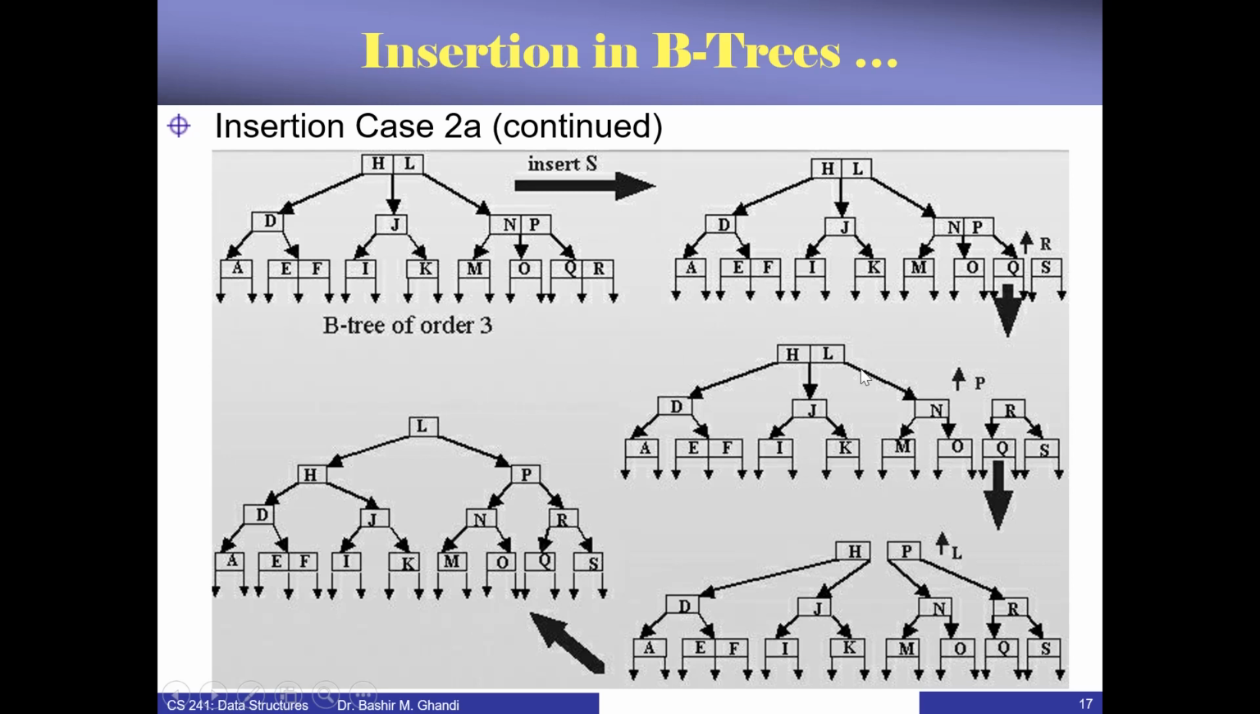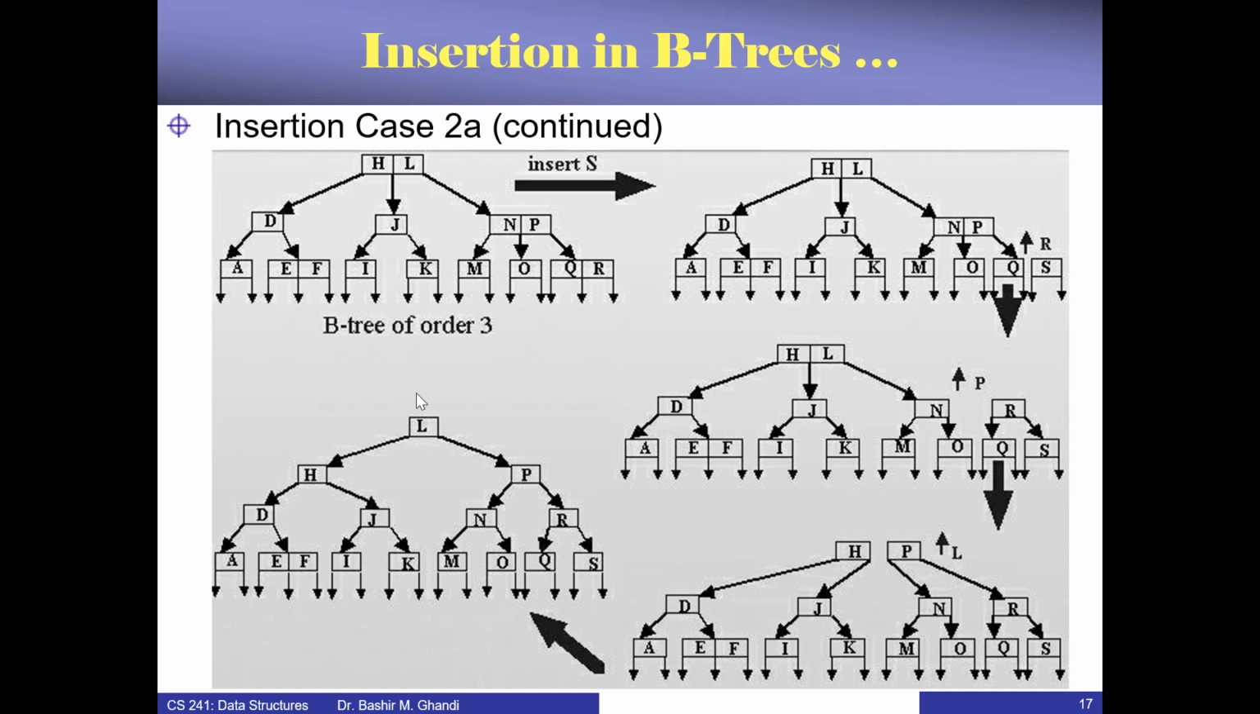In other words, what this shows is that insertion can actually result in increasing the height of the tree and creating an entirely new root, because this splitting, pushing the middle up, can propagate until the root. And if the root happens to be full, then we're going to split it also and create a new root. This is what happened in this case. Okay, so this is insertion where the node will overflow and the order is odd.